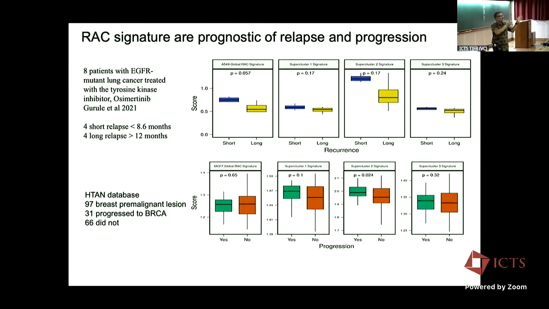I'm taking something from resistance. What has that to do with pre-malignant lesions becoming cancer, right? It's a totally unrelated context. So I don't know how to explain this, but this signature that we have carries over to these other contexts as well.